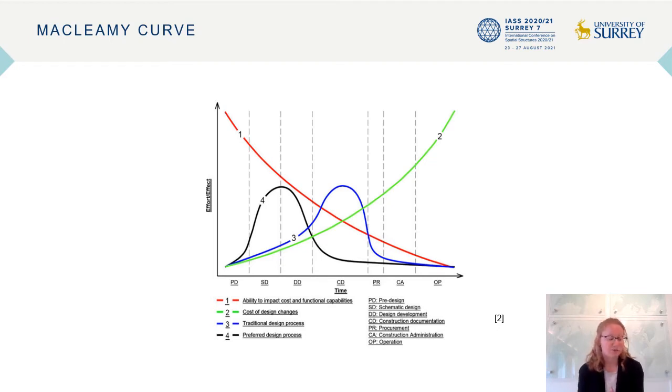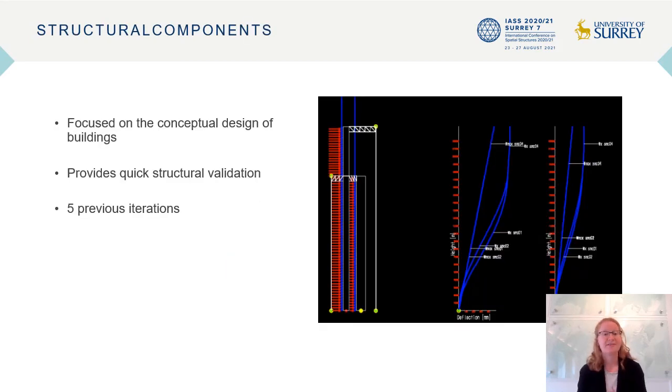But the question really is, how can we provide engineers and architects with enough information to work effectively in the conceptual design phase? This brings us to the project Structural Components. This is an ongoing project within the Delft University of Technology and Lioness Technologies, which is focused on improving the conceptual design of buildings. So far, there have been 5 previous iterations. You can see one of the iterations here.